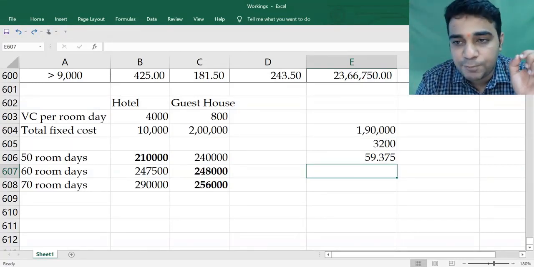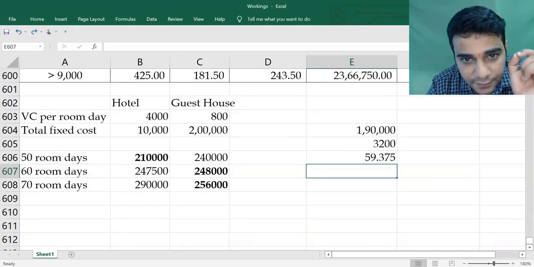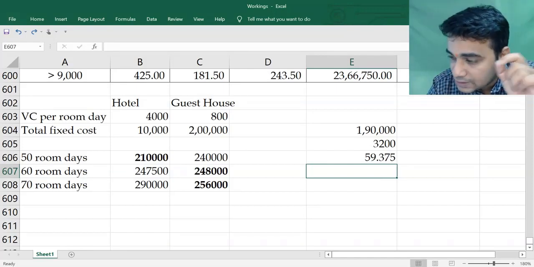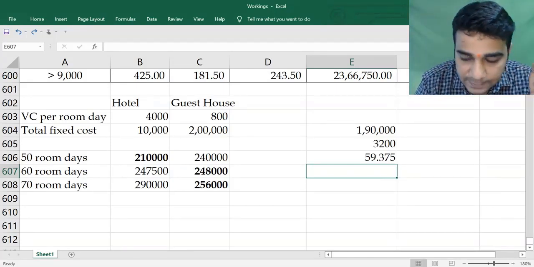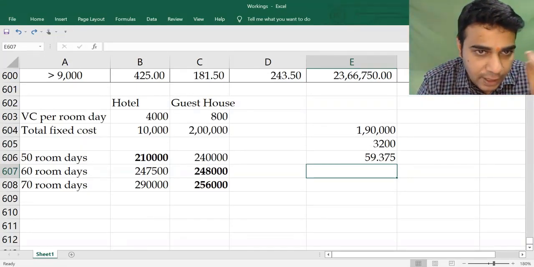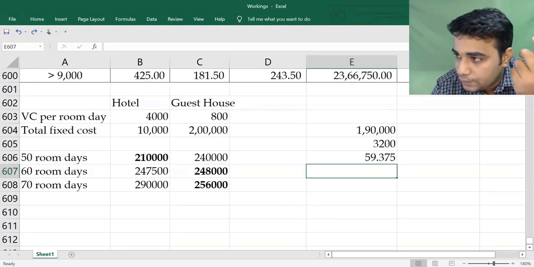Above the indifference point you select an alternative with low variable cost. You cannot have an alternative where fixed cost as well as variable cost is lesser. If that's the scenario, then there is no indifference point. There is no check that needs to be done. Obviously that is the better option. Low fixed cost as well as low variable cost will not come.